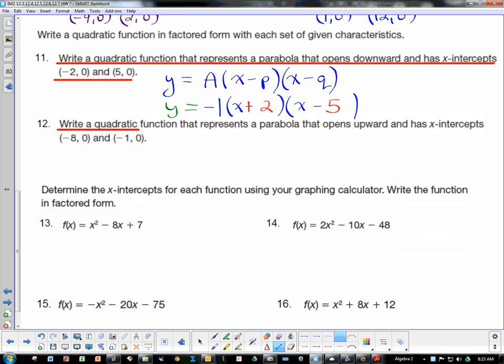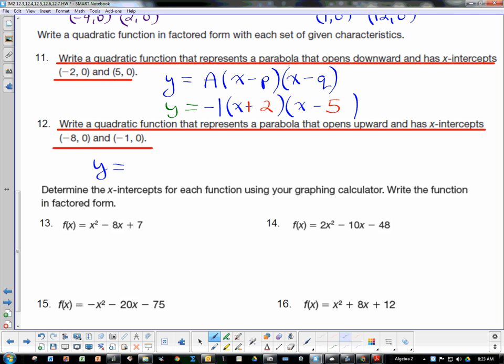Hey, let's take a look at number 12. 12 is asking us, write a quadratic function that represents a parabola that opens upward with x-intercepts. Okay. y equals, you know your a value, your vertical stretch factor, that's what that is out front, is going to be a positive. Who cares what it is right now? It's a positive. All right, so I've got these parentheses. Okay, so x, what's that going to be? x plus 8 and x plus 1.